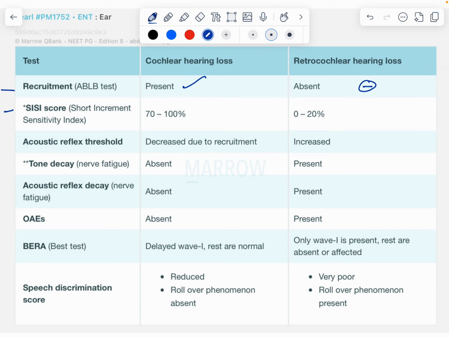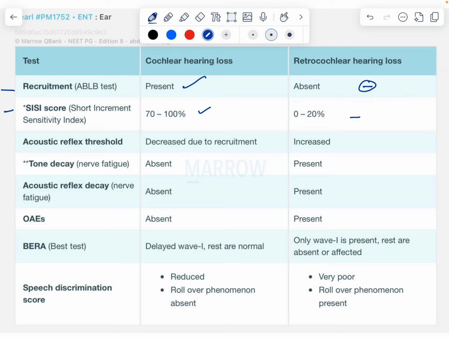Small increments will be made in the intensity of the sound, and the patient will be asked if they are able to differentiate the sound. In normal people or retrocochlear hearing loss people, they will not differentiate much the increment in the sound. But in cochlear hearing loss, that is in Meniere's disease people, they will have a high score because of the recruitment phenomenon, because even a short increment will be felt as a big increment. That's the concept of recruitment phenomenon, isn't it?